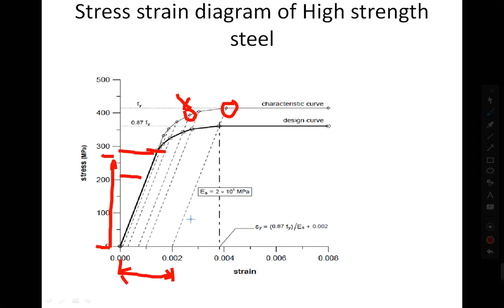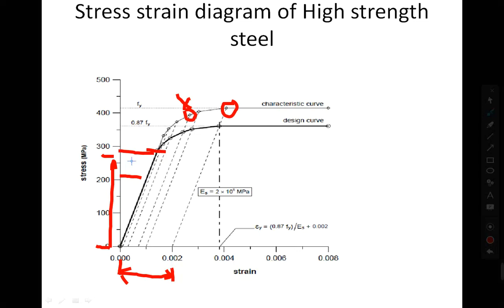So this dotted line represents the unloading curve, the unloading line. Along that line it comes back with a permanent strain of 0.002. This permanent strain is not recoverable, whereas within the elastic limit the strain is recoverable.